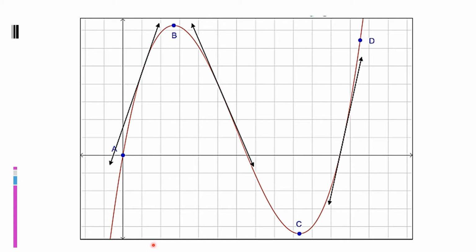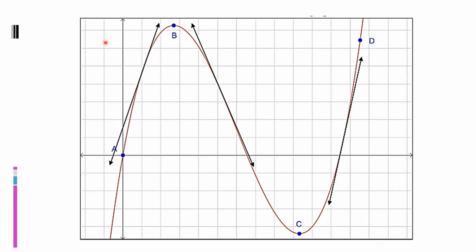So let's examine the function in the interval between points A and B dito sa part na to. And let's consider the tangent line at each point in this interval. Itong tangent line na kulay black na to. Okay? So anong na-observe natin dito?